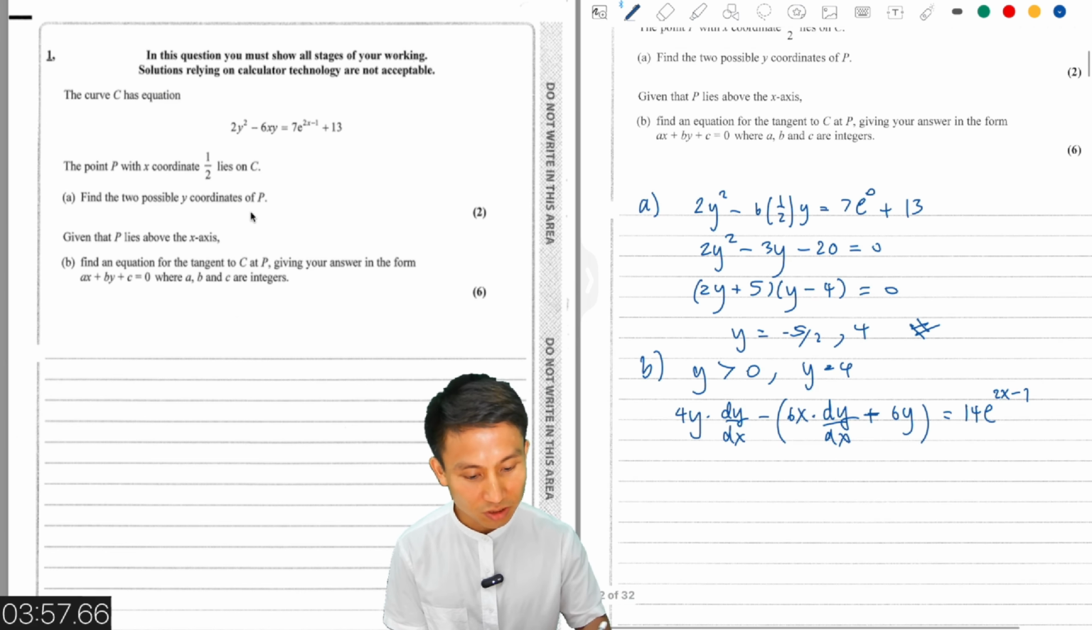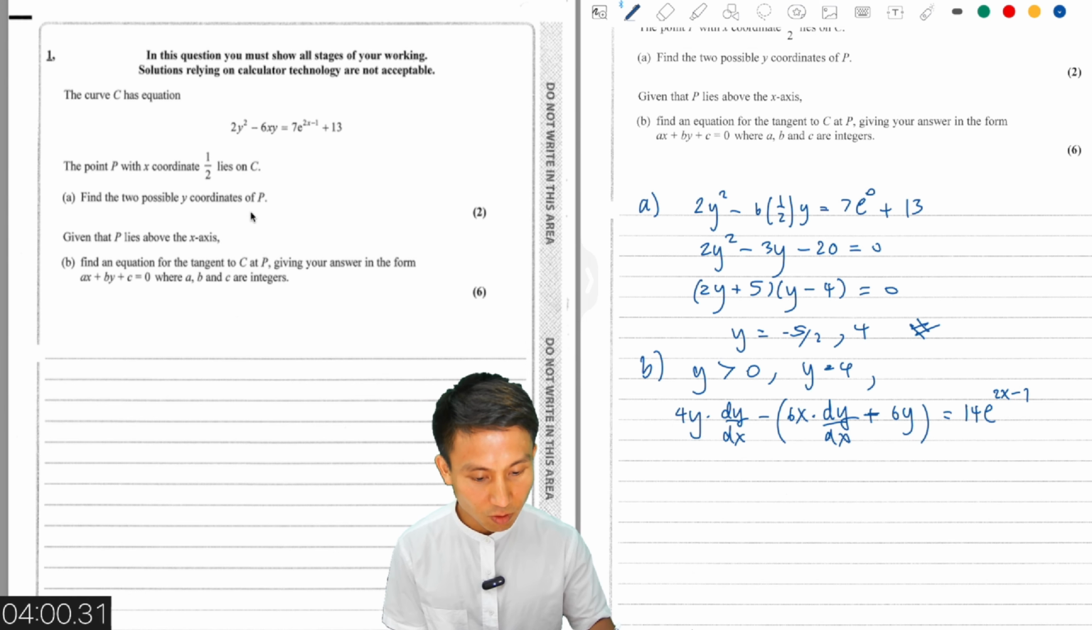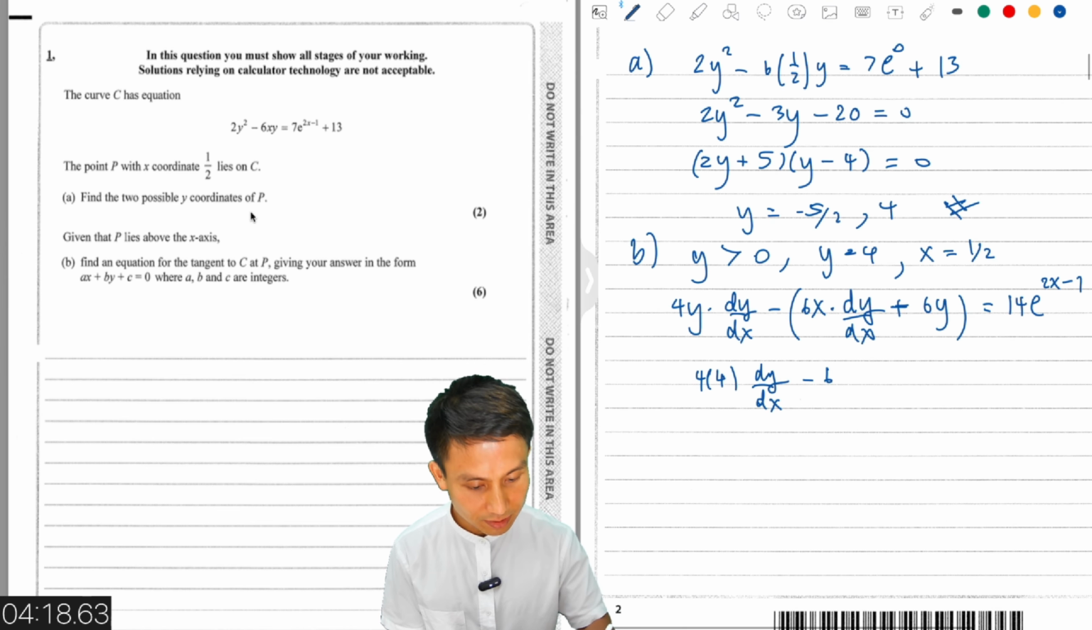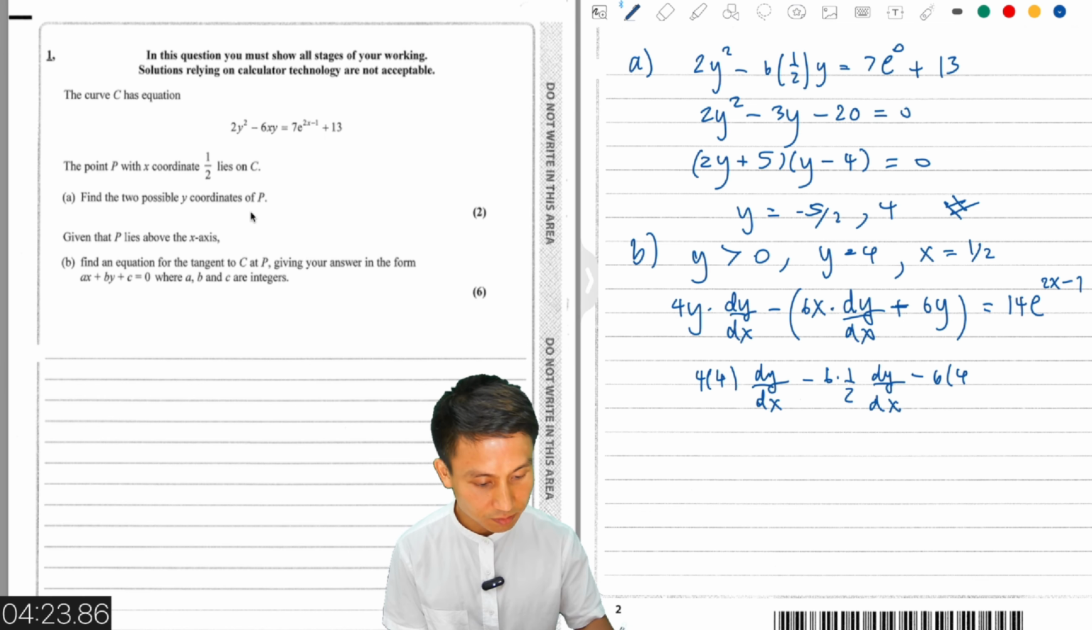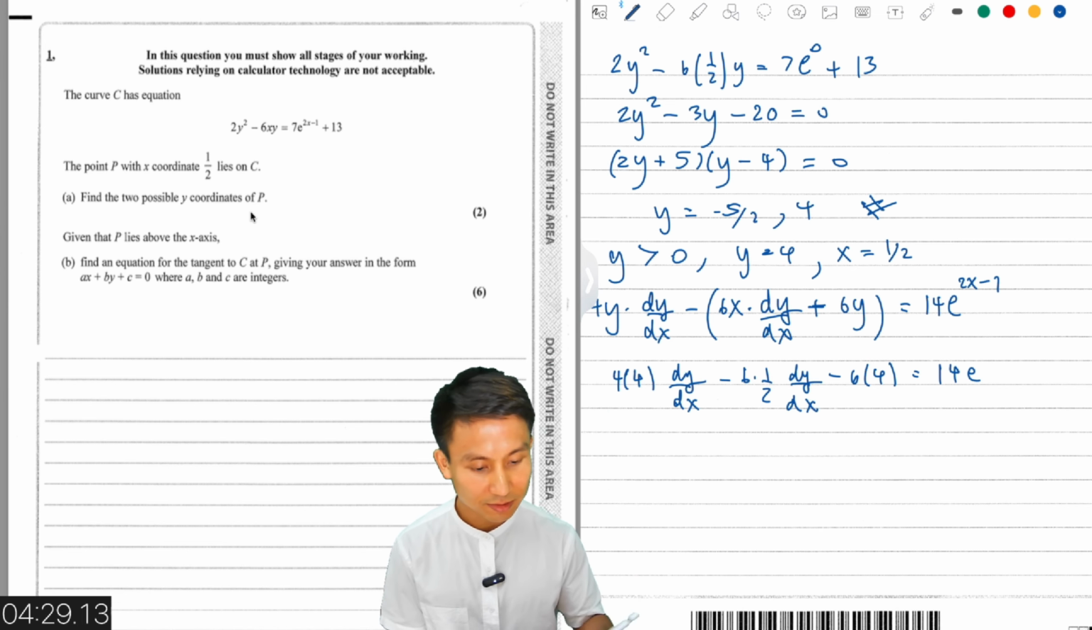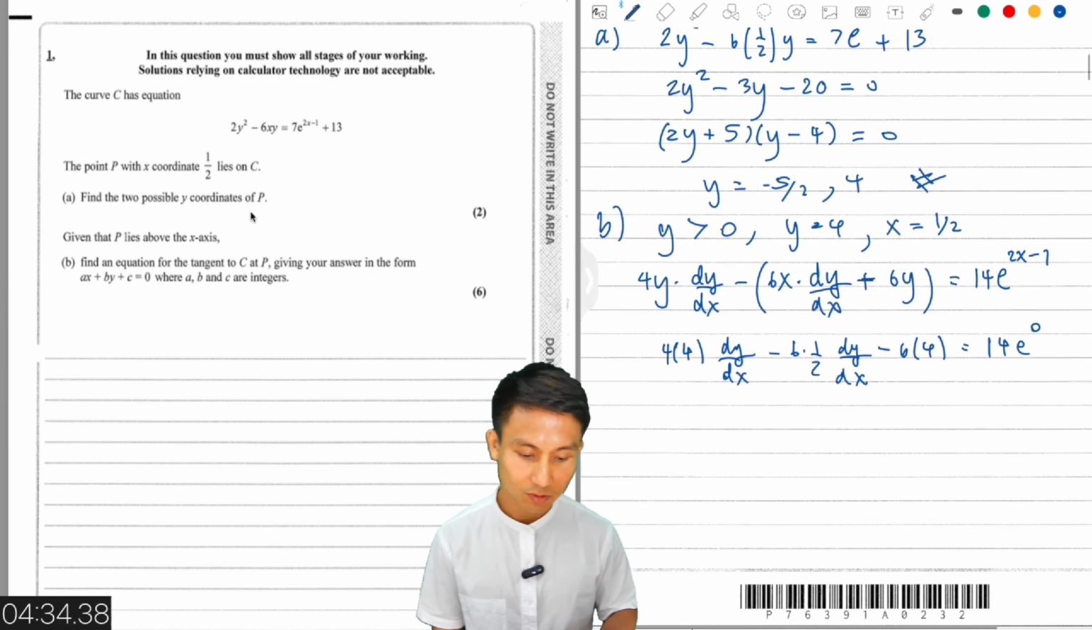But you actually don't need to make dy by dx the subject yet, because the algebra here might be a little time consuming to tidy up. So what I would do is just sub y equals 4. And what was the x? x was 1/2, right? So I'm going to sub these two values into the form. So 4y times 4 there, and dy by dx minus, so here I'm just going to expand the minus, so I get 6 times x, which is 1/2, dy by dx, also minus 6y, so 6 times 4 here, equals 14 e to the 2x minus 1 again. 2 times x minus 1, we're going to get 0, so that becomes 1.